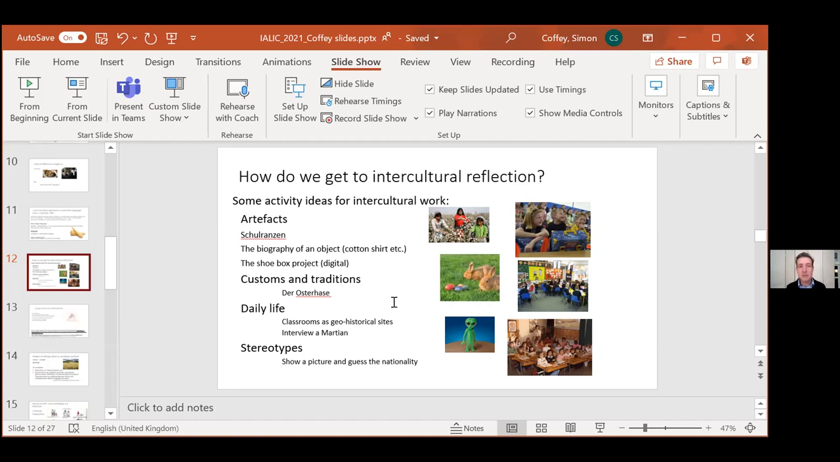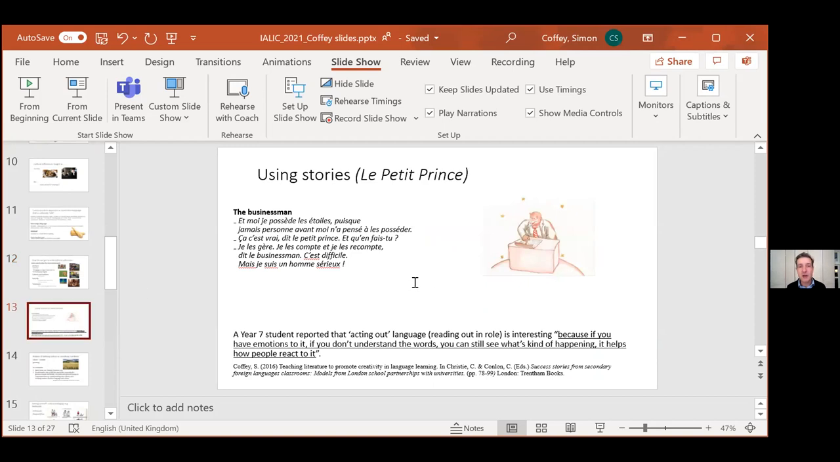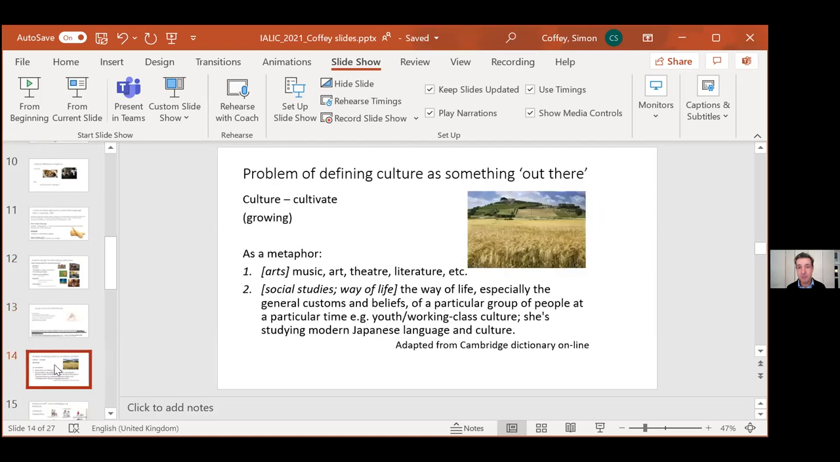So there are just some typical things that you might do. I might encourage the use of stories and literature in very modest ways. This is a little project I worked on with a master's student, for example, who did a really interesting project with the Petit Prince, not just on a word level, but acting out, doing drama, things like that. So there's lots of interesting stuff that can be done.